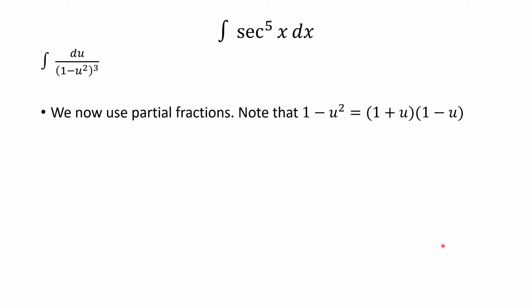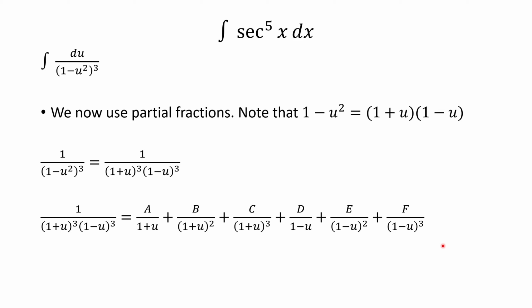First note that 1 minus u squared, of course, is 1 plus u times 1 minus u. So we rewrite that first as the two base factors there. So it's 1 plus u to the third times 1 minus u to the third. And then we use the technique of partial fractions.